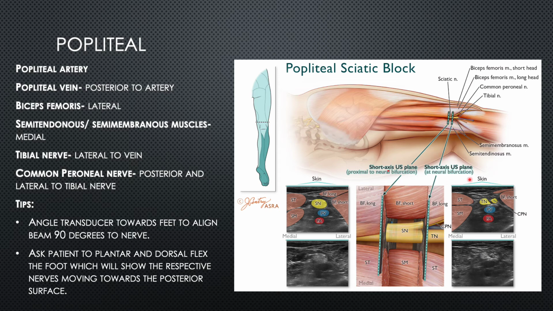These images are short axis views above and below the bifurcation. If you're having difficulty visualizing the nerve, make sure the transducer beam is aligned 90 degrees to the nerve, or the patient can be asked to plantar and dorsiflex the foot, which shows the respective nerves moving towards the surface.